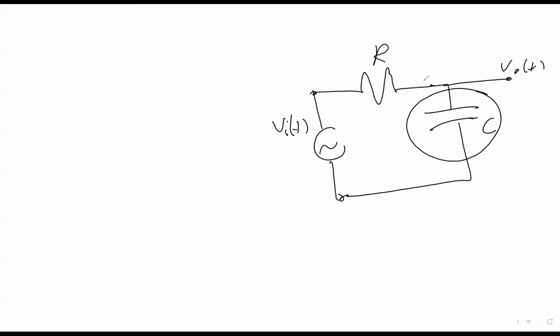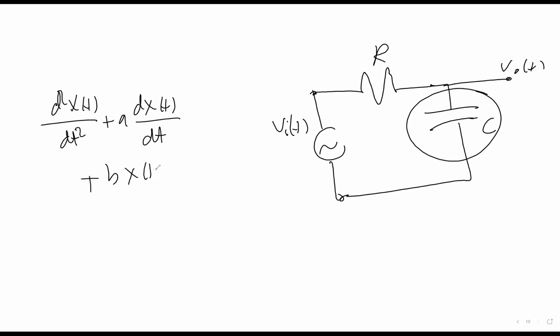Since we have a dynamic system, we have differential equations. A differential equation can be represented, for example, in general as d squared x of t over dt squared plus a dx of t over dt plus b x of t equal to maybe y of t. So now we have a dynamic system. It means that the output does not depend only on the current input, but also on the history of the input.